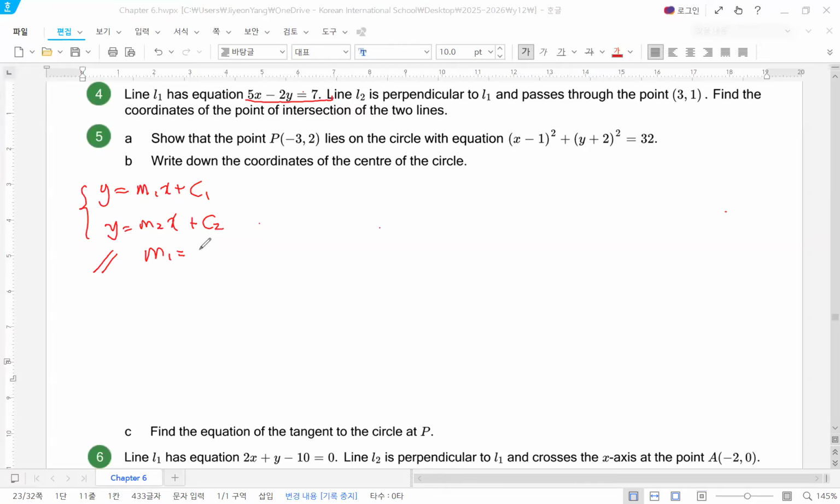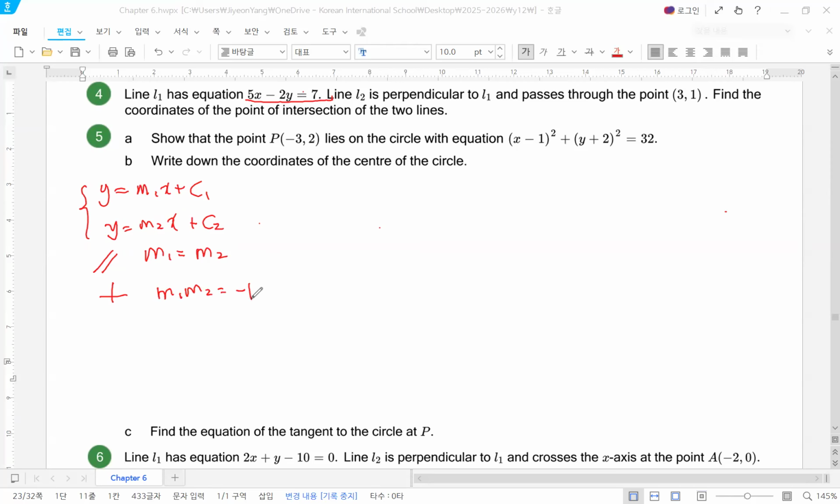Then m1 equals m2. If they are perpendicular, then what's the relationship, guys? What's the relationship? If two lines are perpendicular, then the multiplication of these two gradients should be -1.